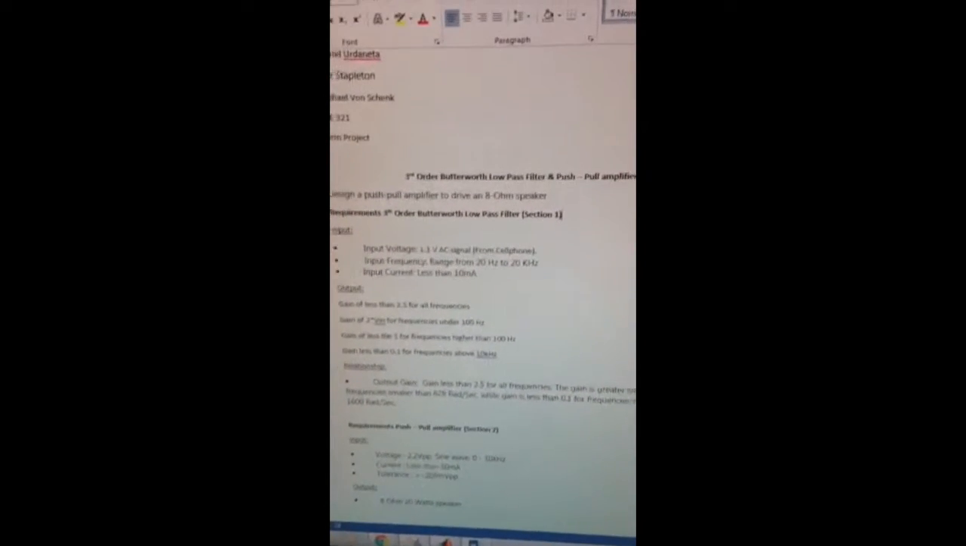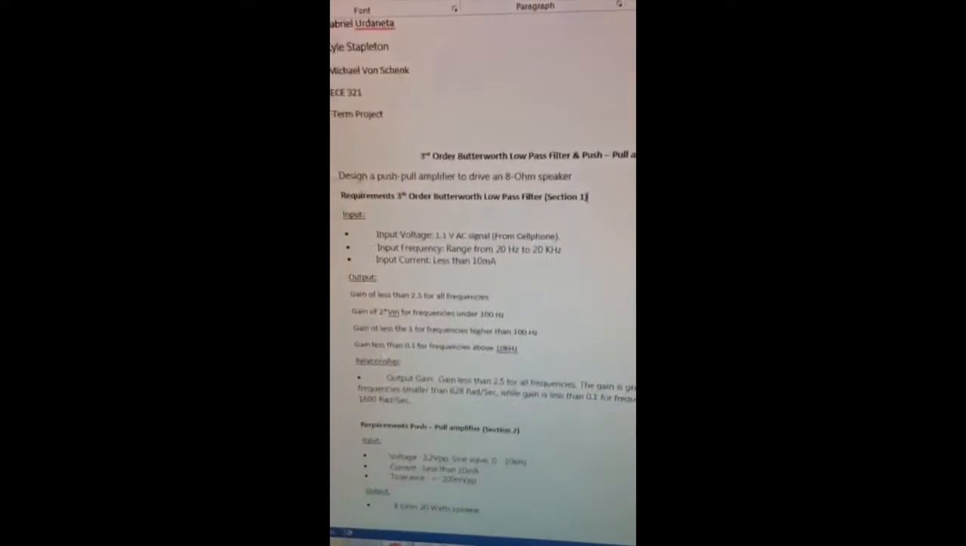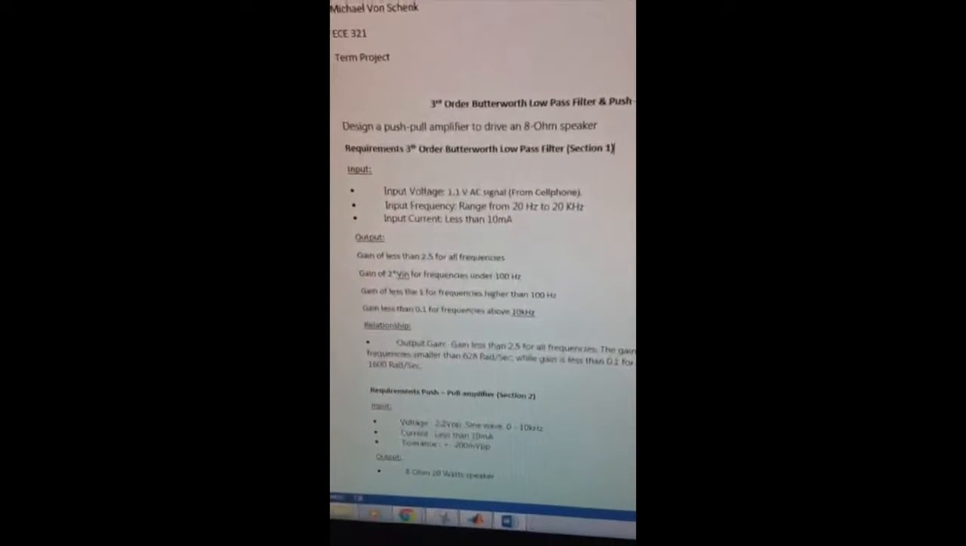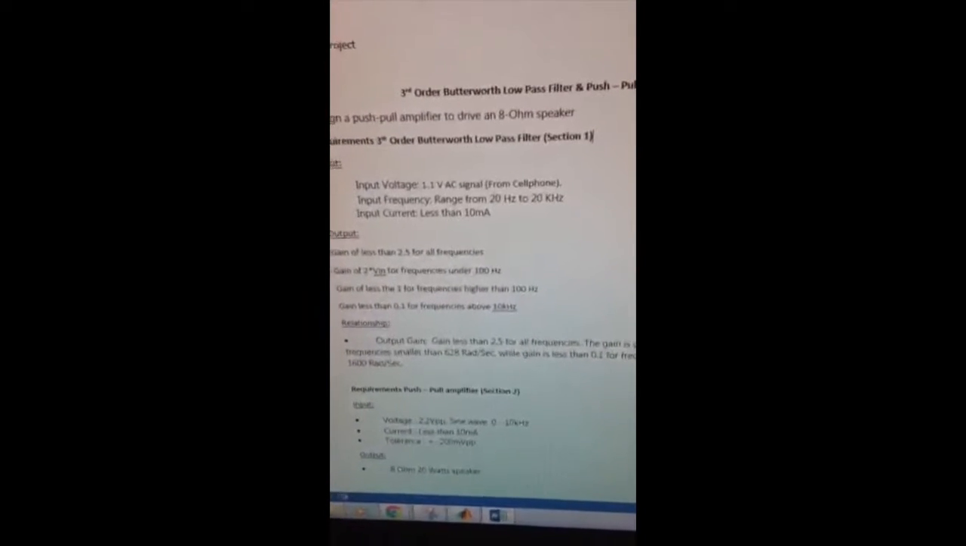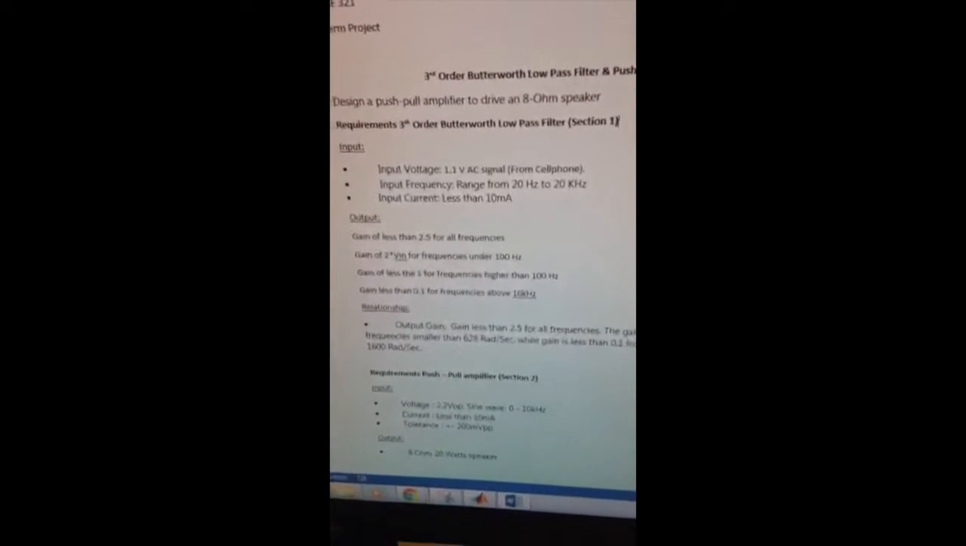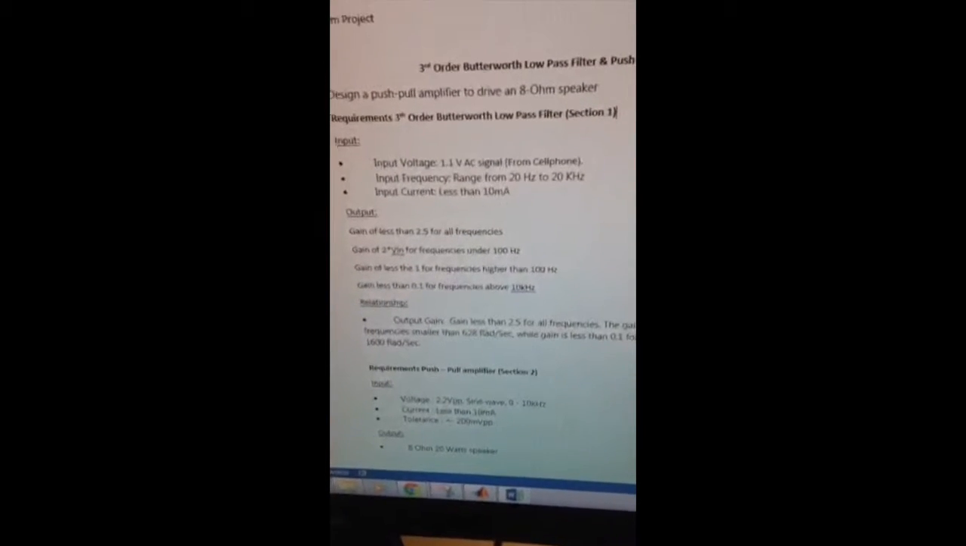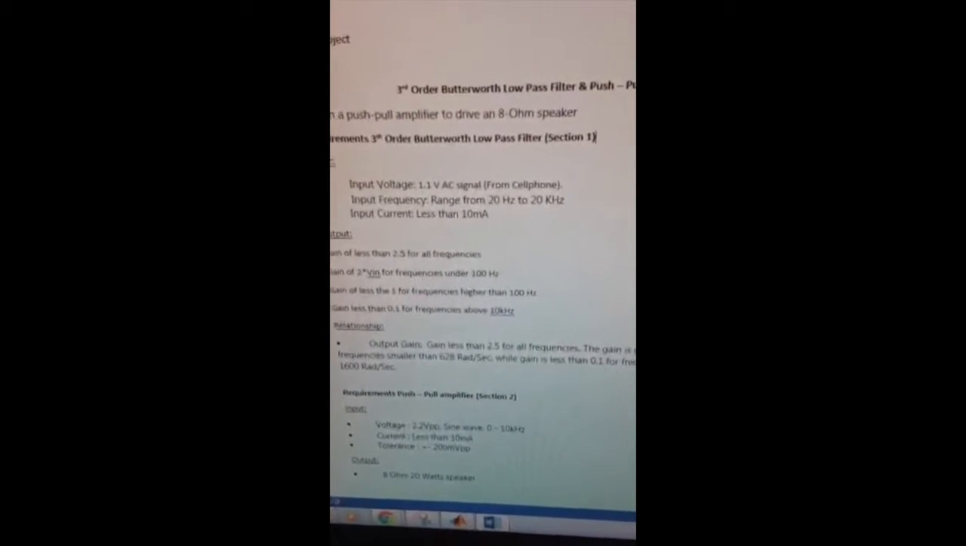Here are the requirements for the third order Butterworth filter to the push-pull amplifier. Our total input voltage is a 1.1 volt AC signal. That's what we found is the average auxiliary output for a cell phone. And the input frequency is anywhere between 20 to 20,000 hertz, which is, again, the average range for audible music for today's music. Input current is less than 10 milliamps.